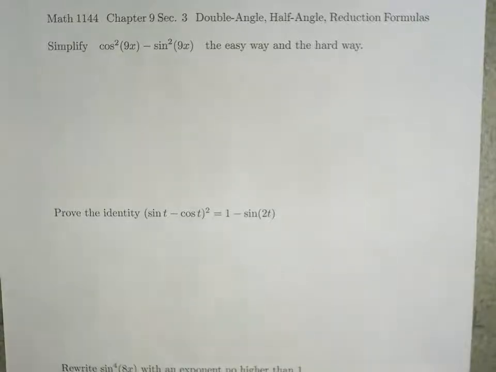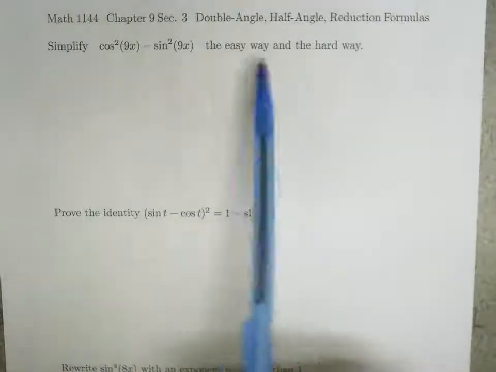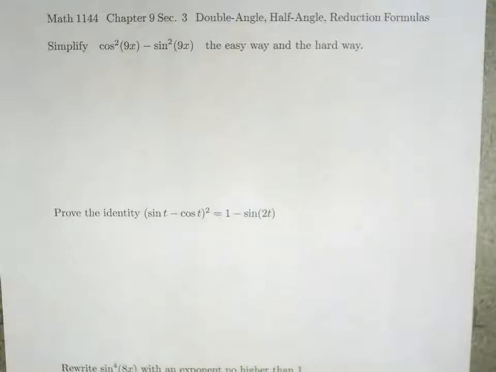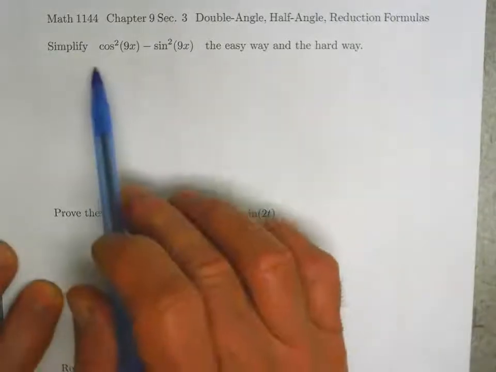Okay, this one says simplify cosine of 9x squared minus sine of 9x squared. And then the easy way, simplify it the easy way and the hard way. I don't remember the hard way. So what does this look like?